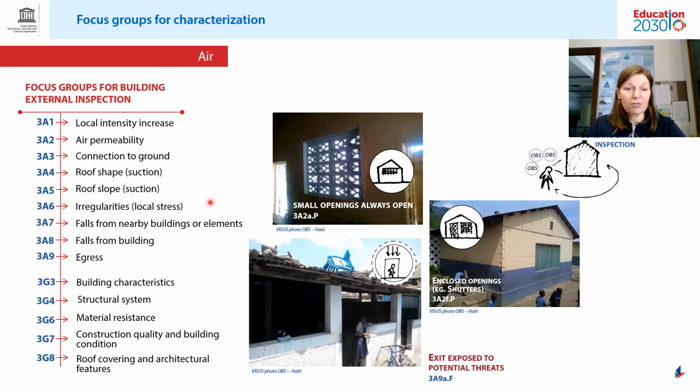Then there could be falls from nearby buildings or elements, or falls from the building, such as in this example, there could be objects that could fall from the building after, in this case, the egress. So this could be a very dangerous situation in case of strong wind. Moreover, it's important also to characterize the structure of the building, its structural system, the resistance of the material, the construction quality and the building condition, and the roof covering and the architectural features.